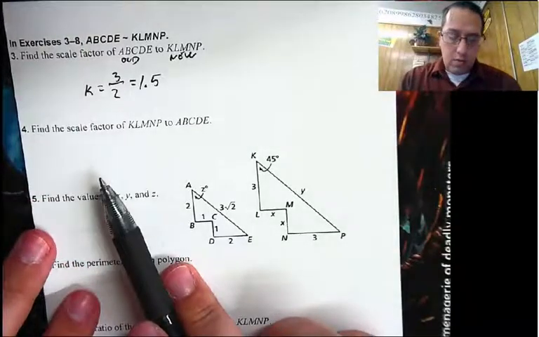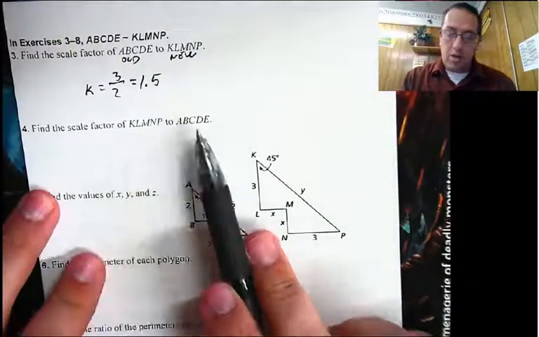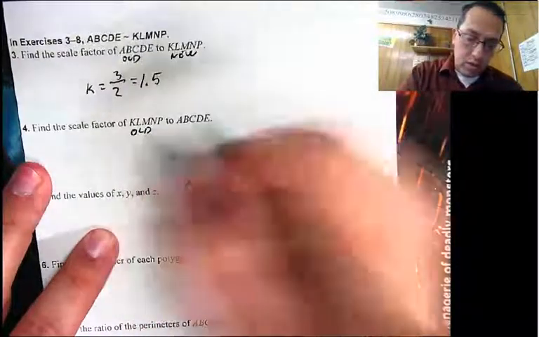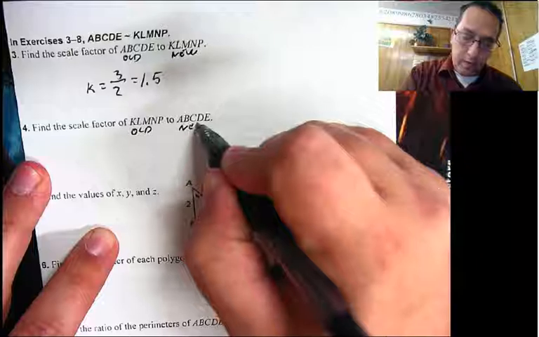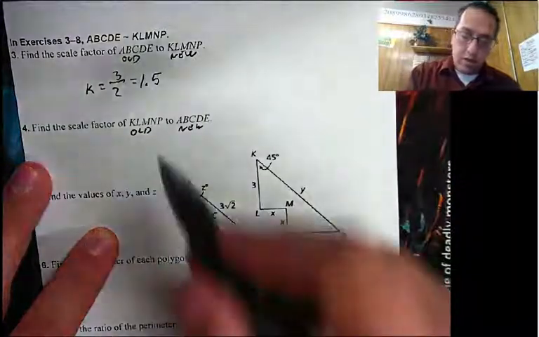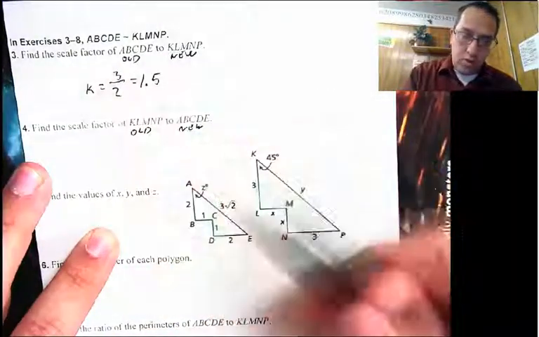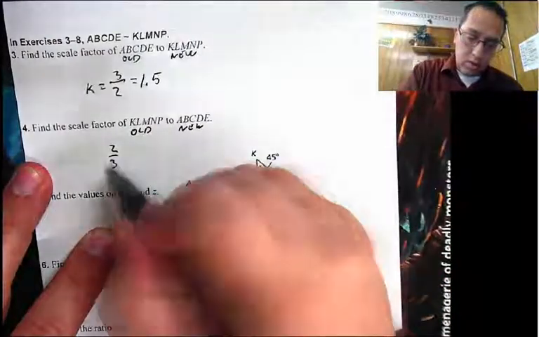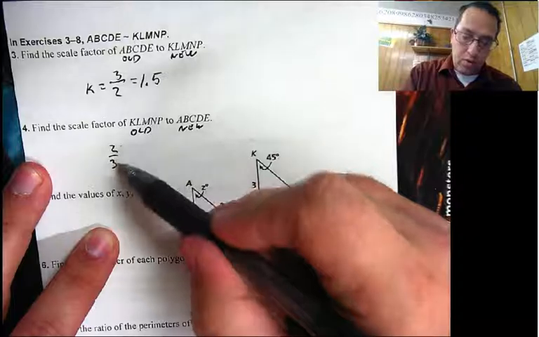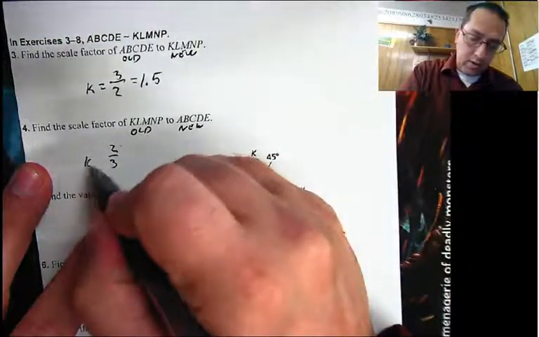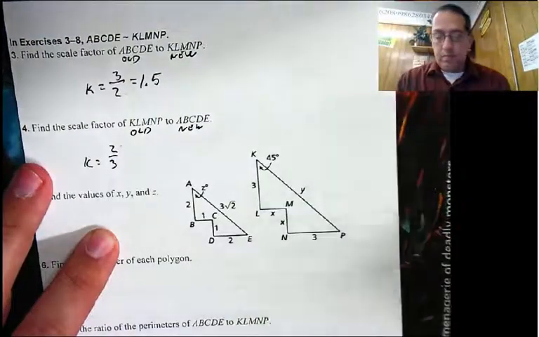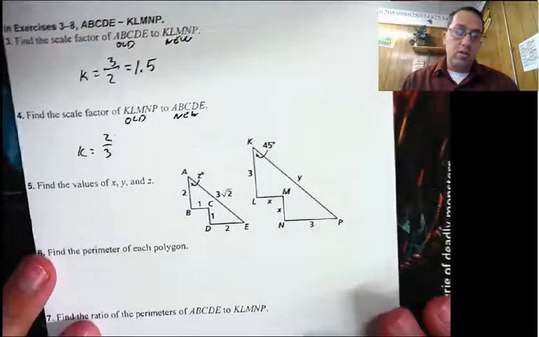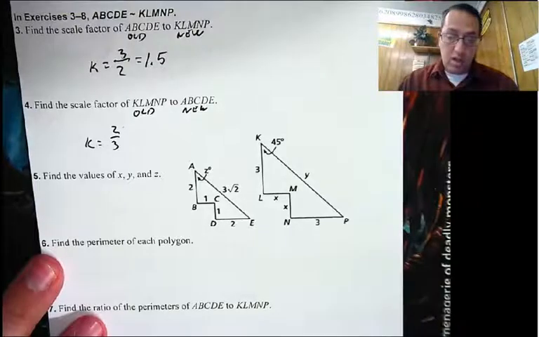Okay, now we want the scale factor from KLMNP to ABCDE. So this time, this is the old and this is the new. Which means instead of going from 2 to 3, we are now going from 3 to 2. So that's 2 over 3, new over old. And 2/3, I'm not going to change into a decimal because it goes on forever. So we just leave it as 2/3. All right, and that's it.